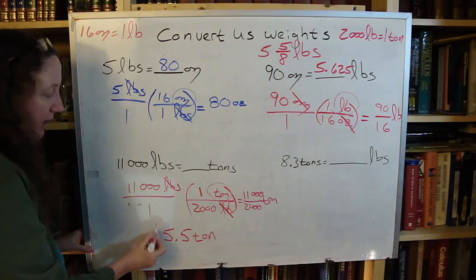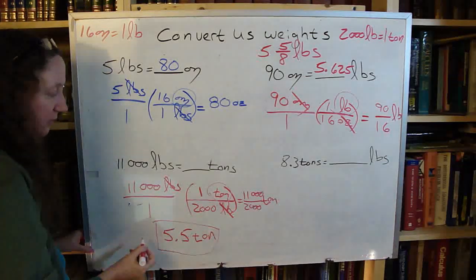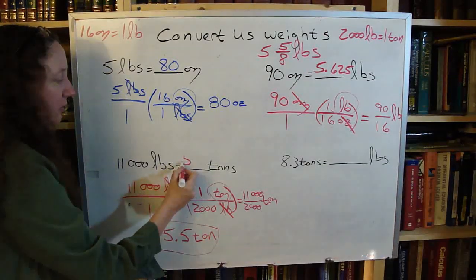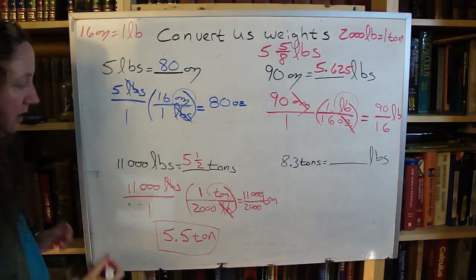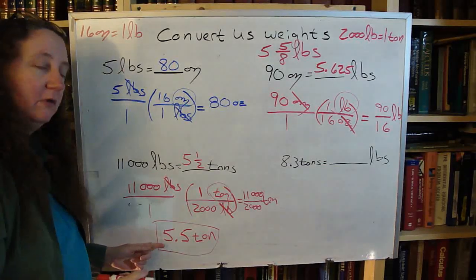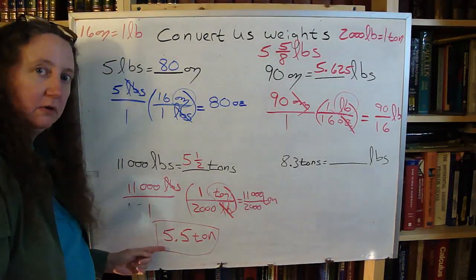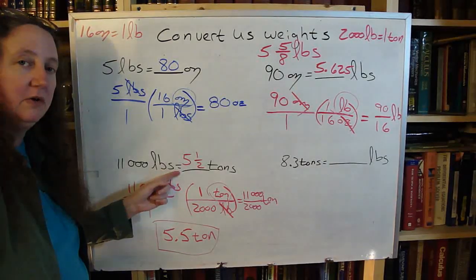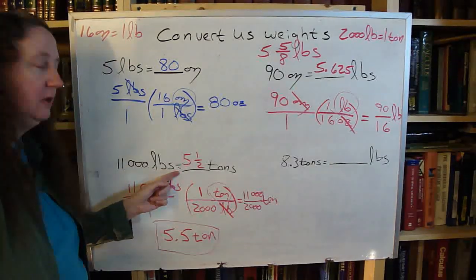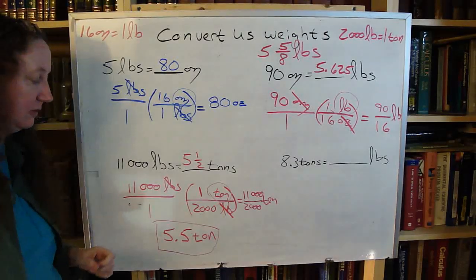So I could answer it as 5.5 tons, or I could answer it as 5 1/2 tons. If you are required to give a decimal answer, the answer is 5.5 tons. If you are required to give a mixed number answer, the answer is 5 1/2 tons.